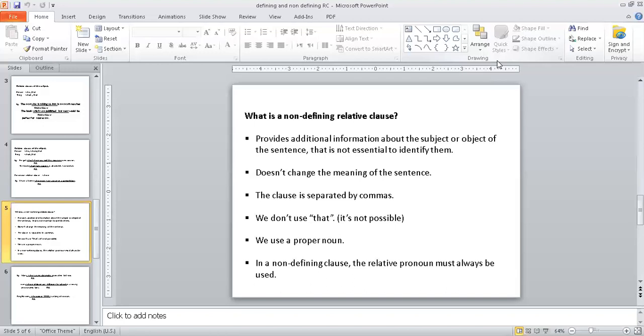Be careful. We use a proper noun, يعني نستخدم اسم علم واضح, in the sentence sometimes طبعا. In a non-defining clause the relative pronoun must always be used. بنوع defining كنا نقول relative pronoun إذا كان عم بيعرف object you can omit it يعني ممكن تحذفه وتقول الجملة بدونه. Non-defining relative clause يعني this type the relative pronoun must always be used. ضروري أستخدم relative pronoun وما بقدر أشطبه.